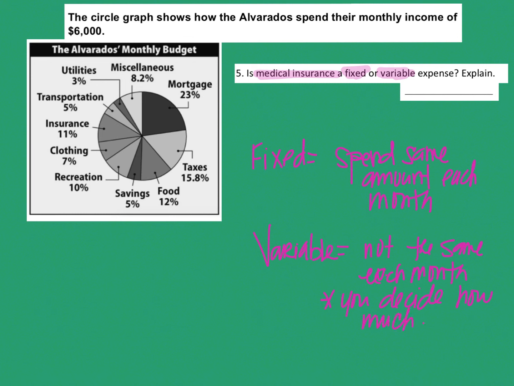Okay, well, just so you know, when you get to be older and you have insurance, you don't get to tell the company how much you're going to pay. They tell you. So this would be a fixed expense, and it's because you pay the same amount every month. You don't get to decide how much to pay.